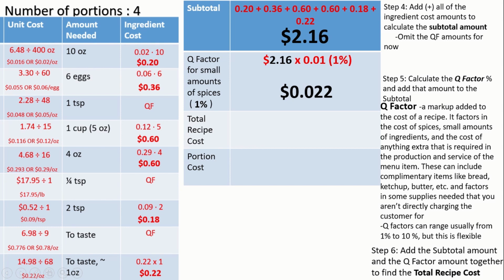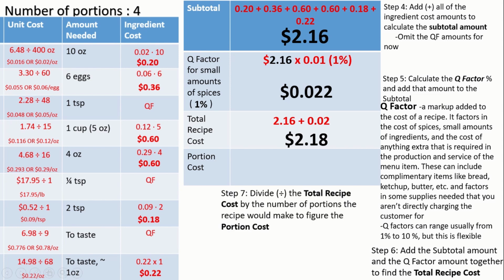Okay, for step 6, what you would then do is take the subtotal amount and add in your Q factor. In our case, we're just going to simplify it and go with 2 cents. So the total recipe cost is about $2.18. And that is our total recipe cost. That is what making this recipe as a whole is going to cost us.